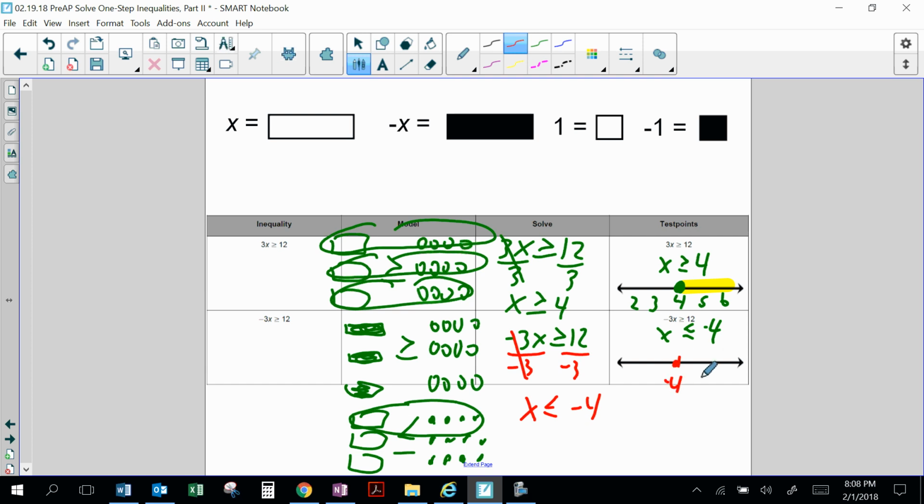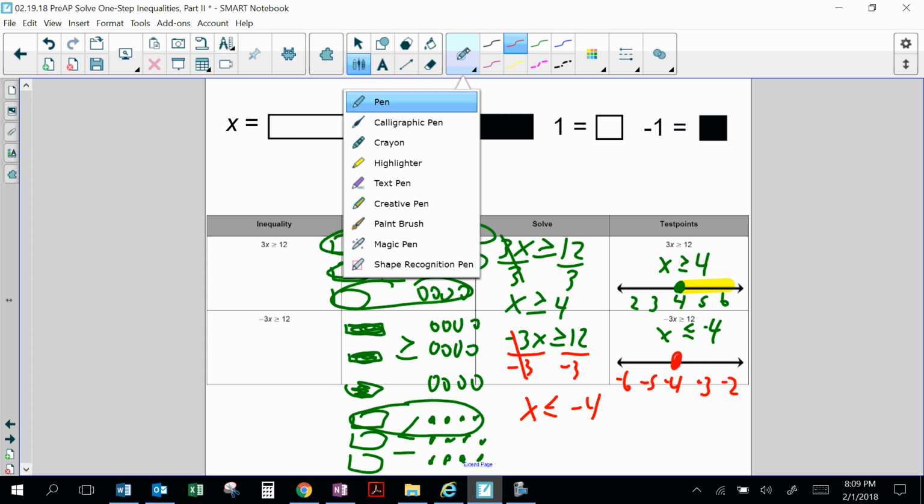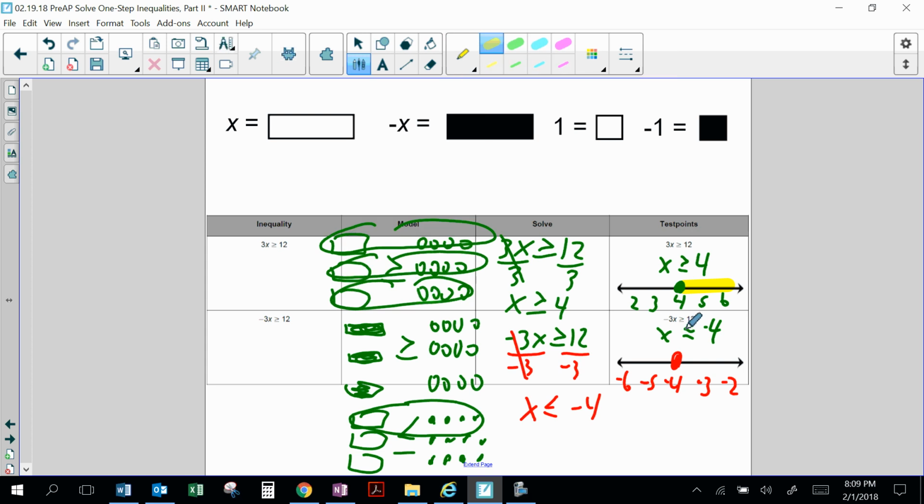Negative 4, negative 3, negative 2, negative 5, negative 6. 2 units that are larger than negative 4, and 2 units that are lesser than negative 4. Because it's equal to negative 4, we have to use a closed dot. Let's highlight which numbers are smaller than negative 4. These two. And to check your work, negative 3 times negative 5 is 15. That's bigger than or equal to 12.